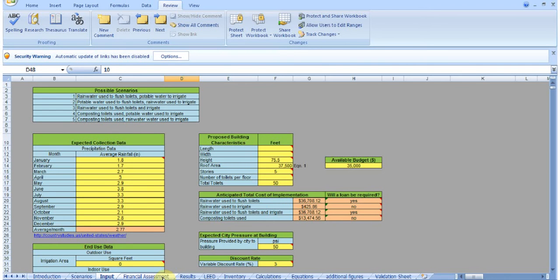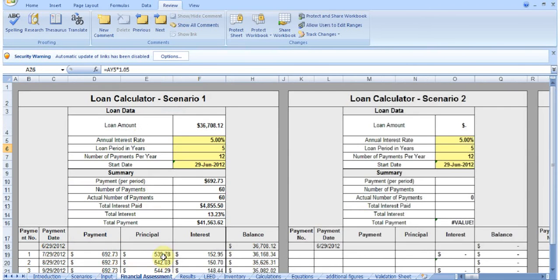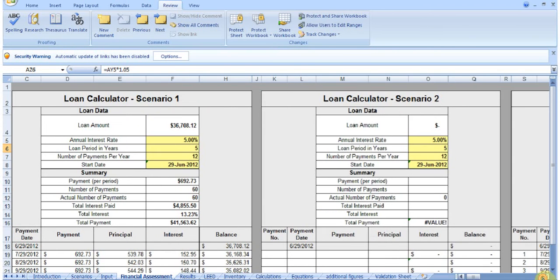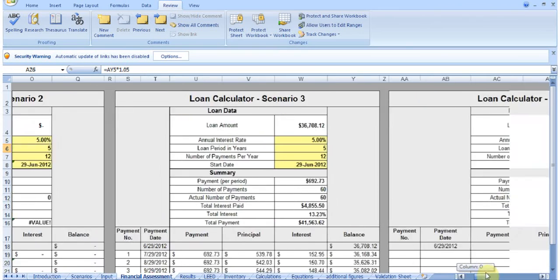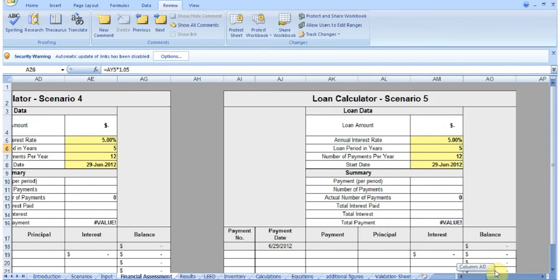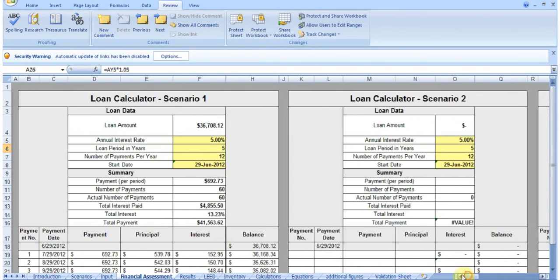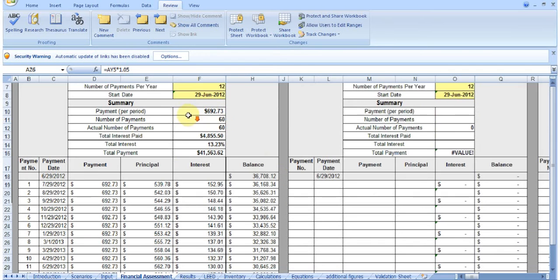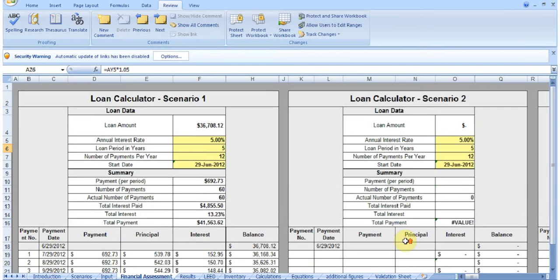Now moving to the financial assessment worksheet, we have loan calculators. These loan calculators are for each scenario: scenarios 1, 2, 3, 4, and 5. Based off of the technologies outlined earlier with the loan requirements, some of the scenarios, as you can see, scenario 1 have loan payment schedules, whereas scenario 2 has no schedule because no loan is required to implement this scenario.